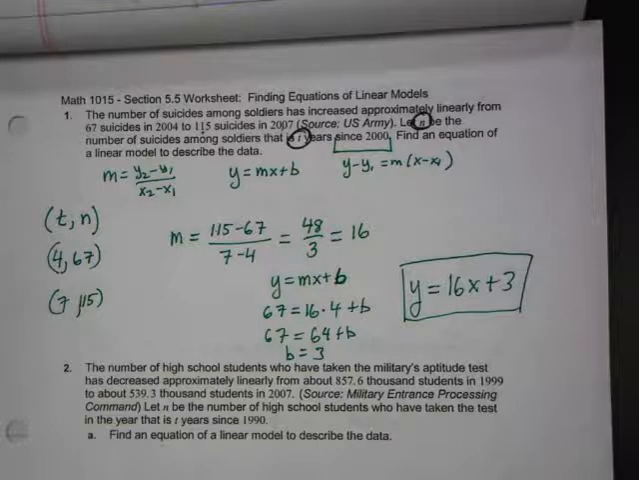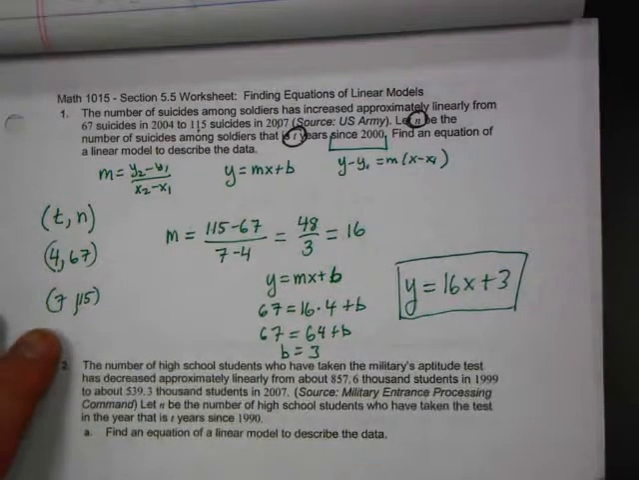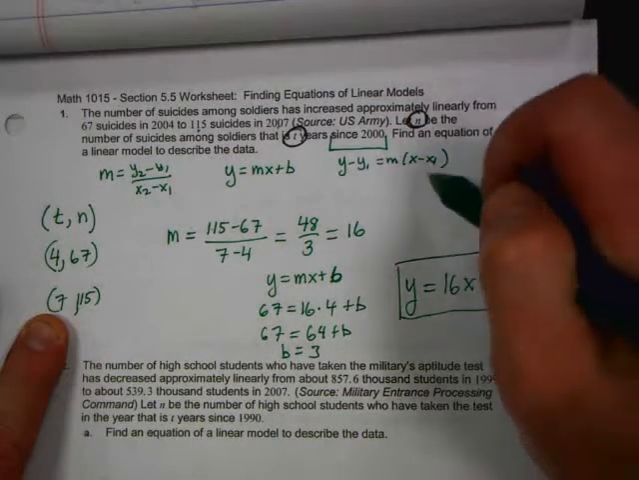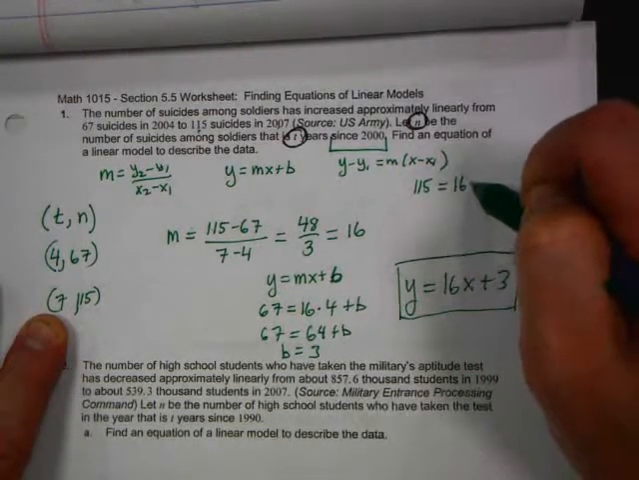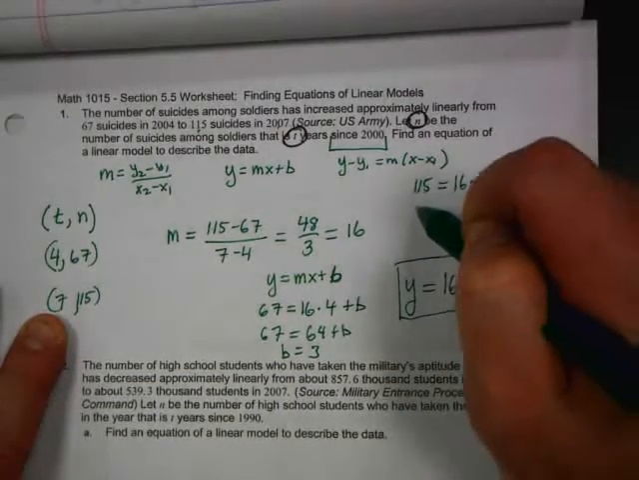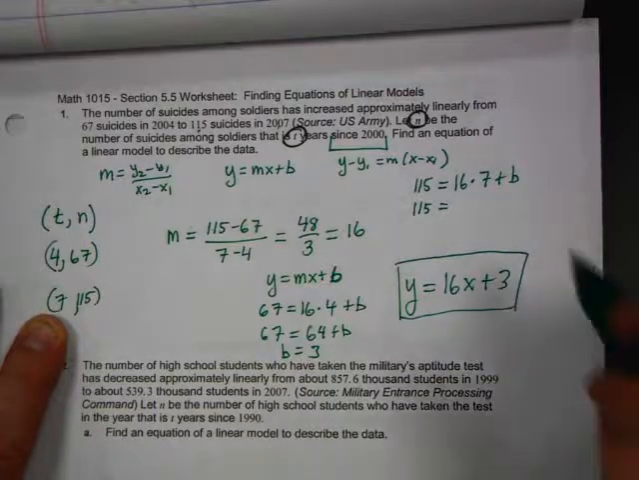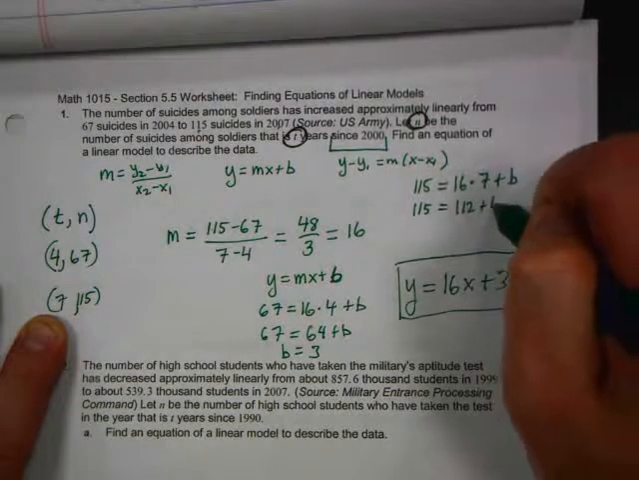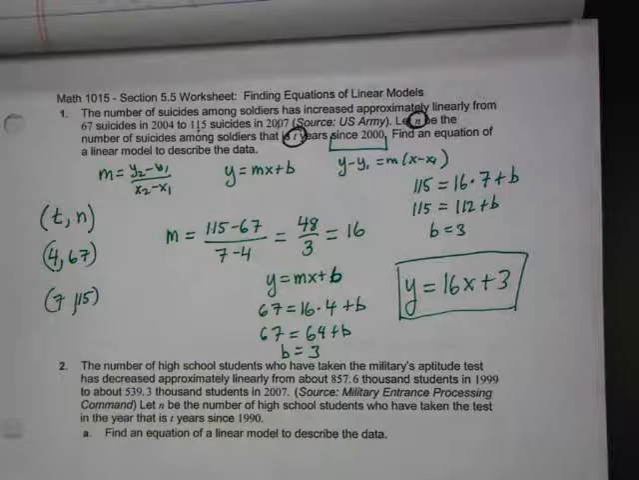Questions on that? If you plugged in the other point, would you get the same number? That's an excellent question. Let's find out. We better, but let's find out to make sure. If I plugged in 7 and 115, I would have 115 equals 16 times 7 plus b. Well, let's see. 7 times 10 is 70 plus 42 is 112 plus b. And I subtract. I do get exactly b equals 3 again. So it really doesn't matter which point you use. You will get the same answer.